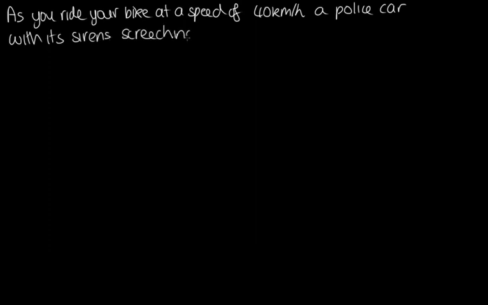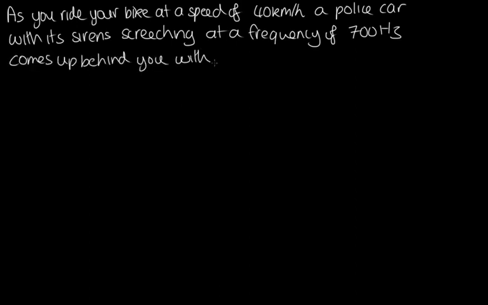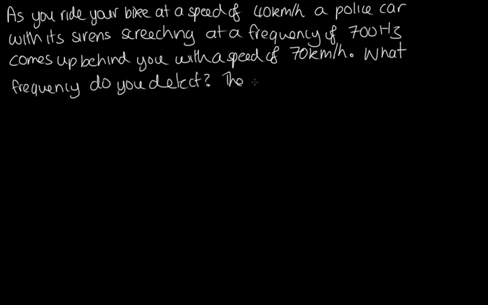So the question is, as you ride your bike at a speed of 40 kilometers per hour, a police car with its siren screeching at a frequency of 700 Hz comes up behind you with a speed of 70 kilometers per hour. What frequency do you detect? The speed of sound in air is 343 meters per second.